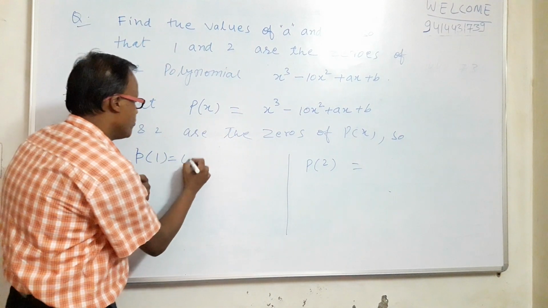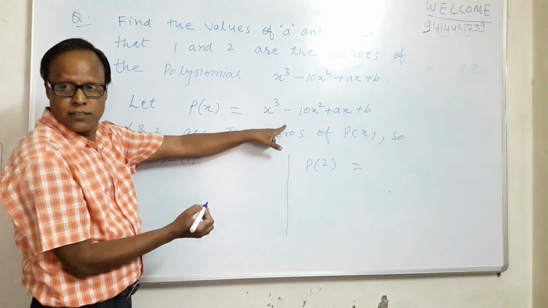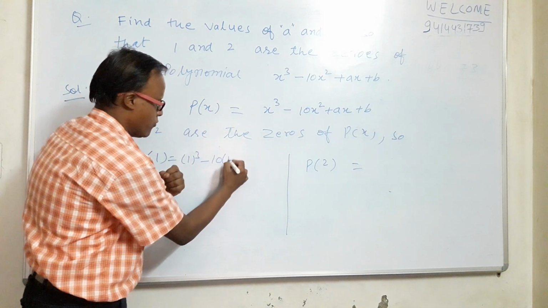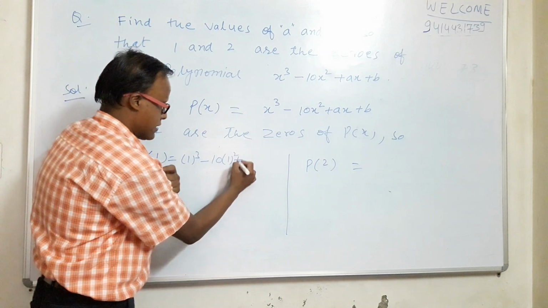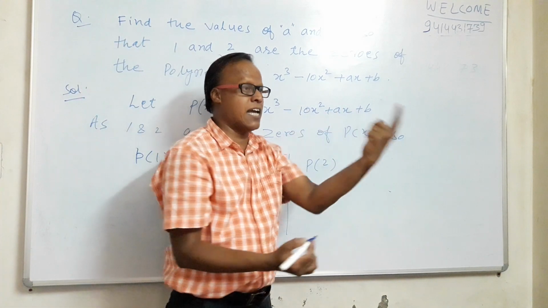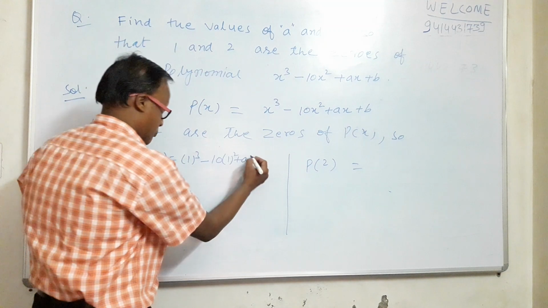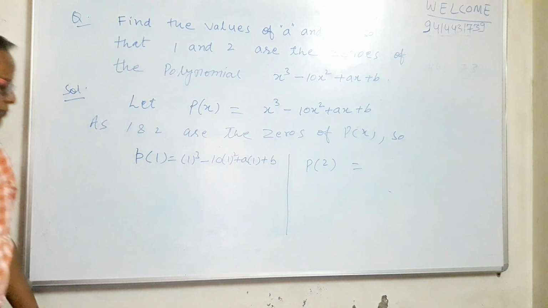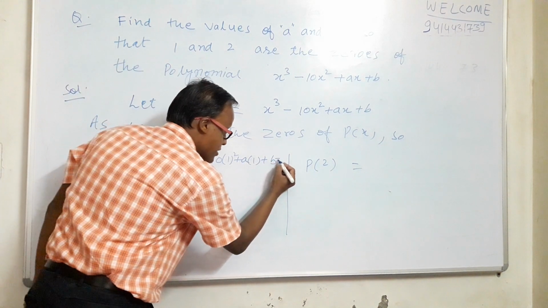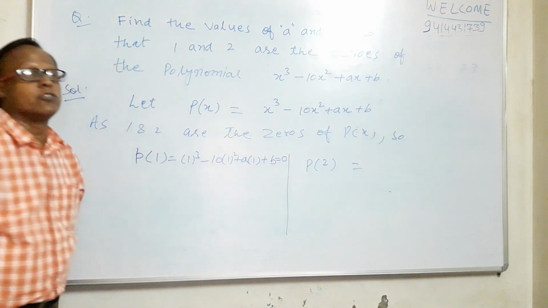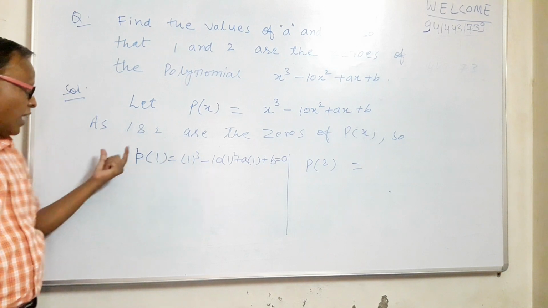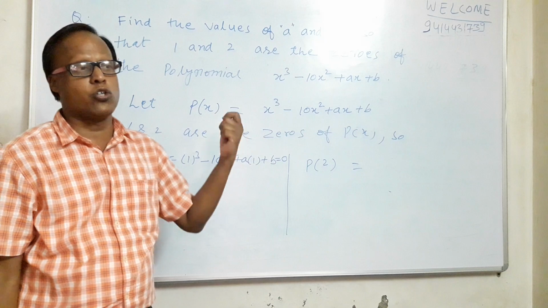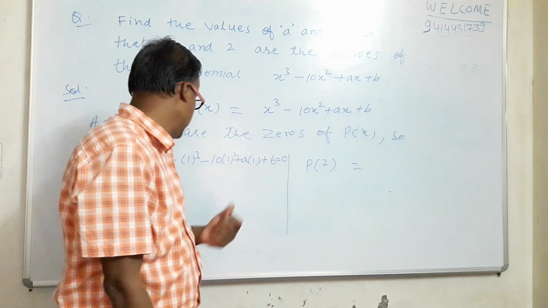So 1 cube minus 10 into 1 whole square plus a into 1 plus b, and it must be equal to 0. The values of P(1) and P(2) are equal to 0 because they are the zeros of the polynomial.